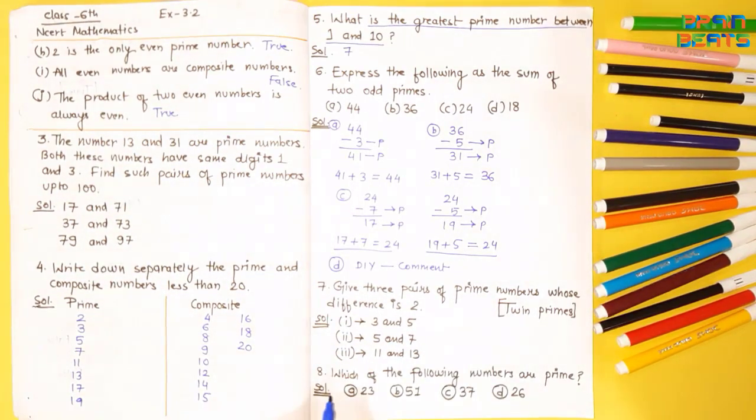Now question number 8, which of the following numbers are prime? The following numbers are given here: 23, 51, 37 and 26. You can easily say that 23 is a prime number and 37 is a prime number. So you can write like this: 23 and 37 are prime numbers.